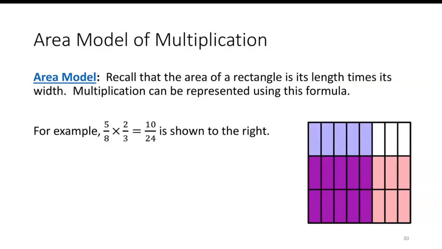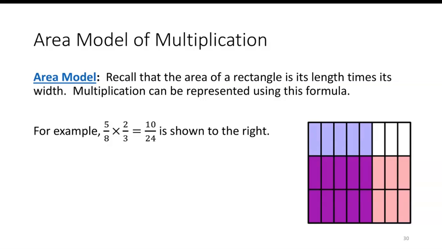Recall that the area of a rectangle is its length times its width. Multiplication can be represented using this formula. So for example, 5/8 times 2/3 equals 10/24 is shown to the right.